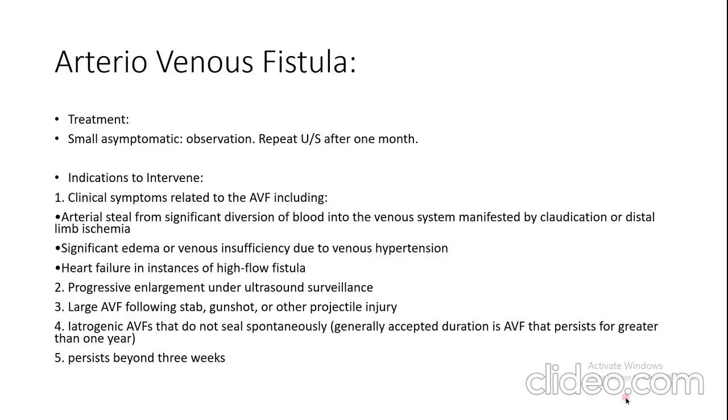Fourth is if there's iatrogenic AV fistulas that you make on your own, for example, for hemodialysis, and they do not seal spontaneously. Typically, we consider intervening if it persists for a year. So for iatrogenic, it's 1 year, and for acquired due to trauma or catheterization, we consider 3 to 4 weeks.